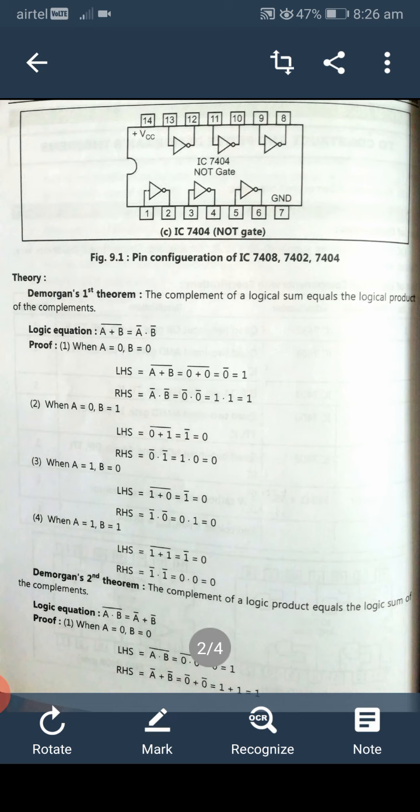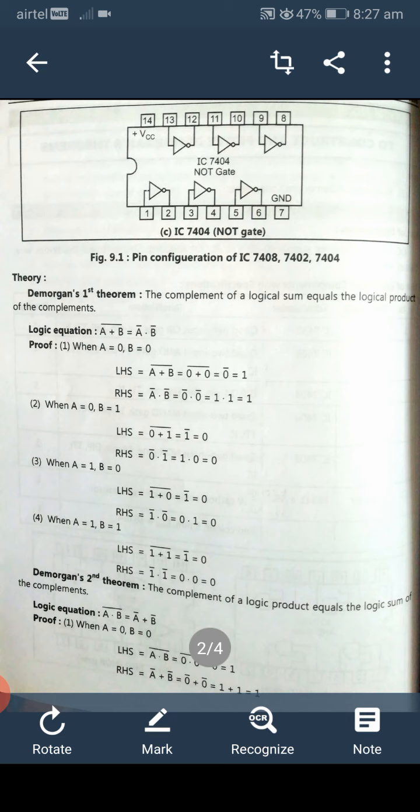In a similar way, in the fourth condition, when A is equal to 1 and B is equal to 1, then left hand side is equal to complement of A plus B. Left hand side, complement 1 plus 1, and that is equal to complement 1, and complement of 1 is equal to 0. Similarly, right hand side, complement 1 into complement 1, and that is equal to complement of 1 is equal to 0 and complement of 1 is equal to 0, means 0 into 0 is equal to 0.